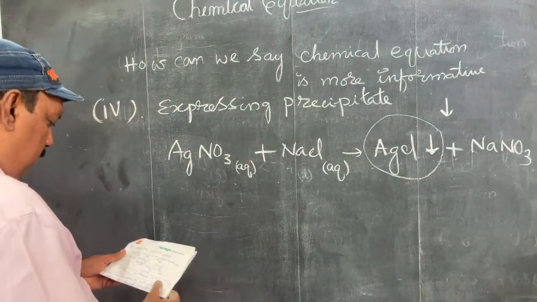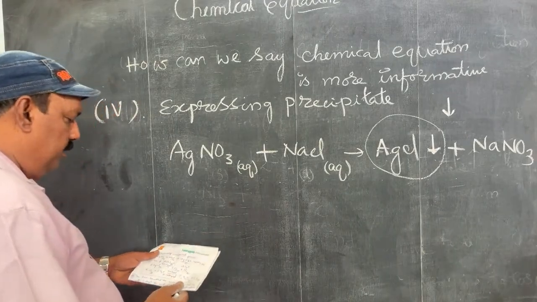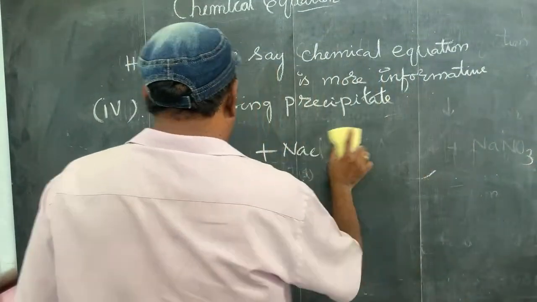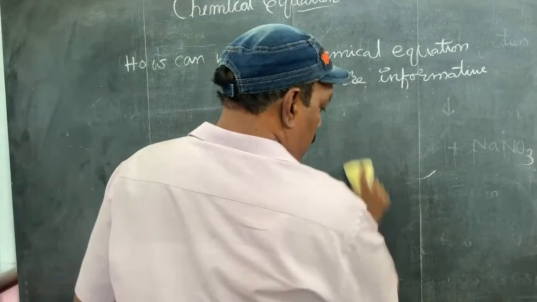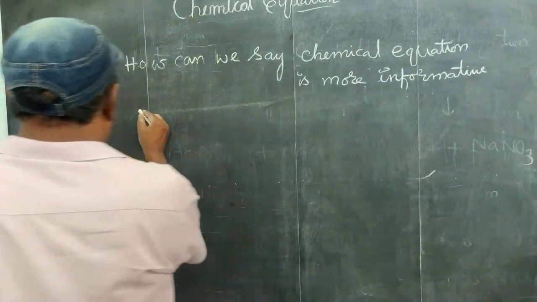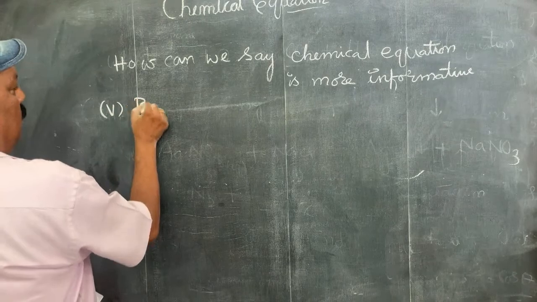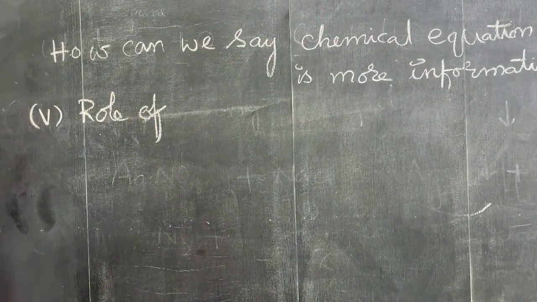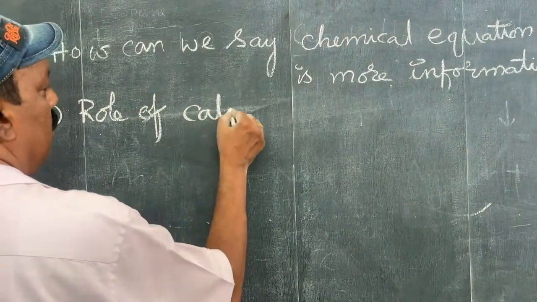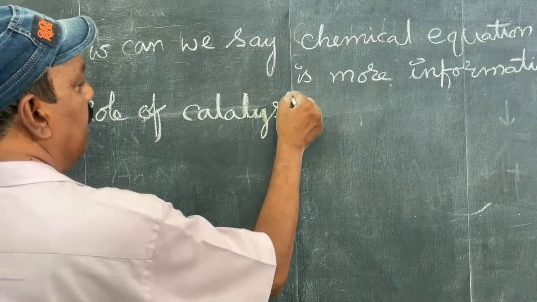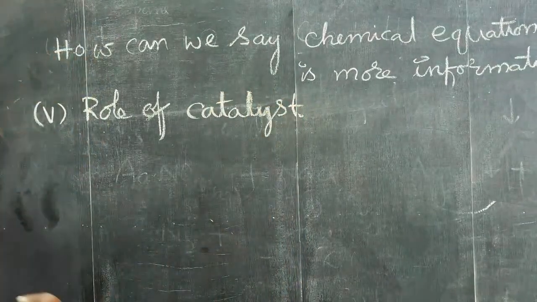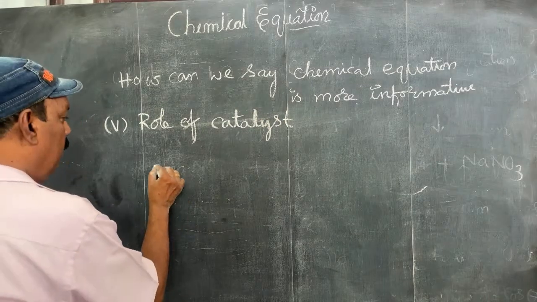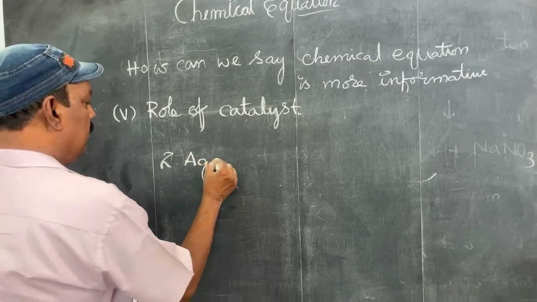So now I will go for the last one: role of catalyst. What is the meaning of catalyst? First of all, you have to think about it. And here you see 2 AgCl, one equation I am giving.